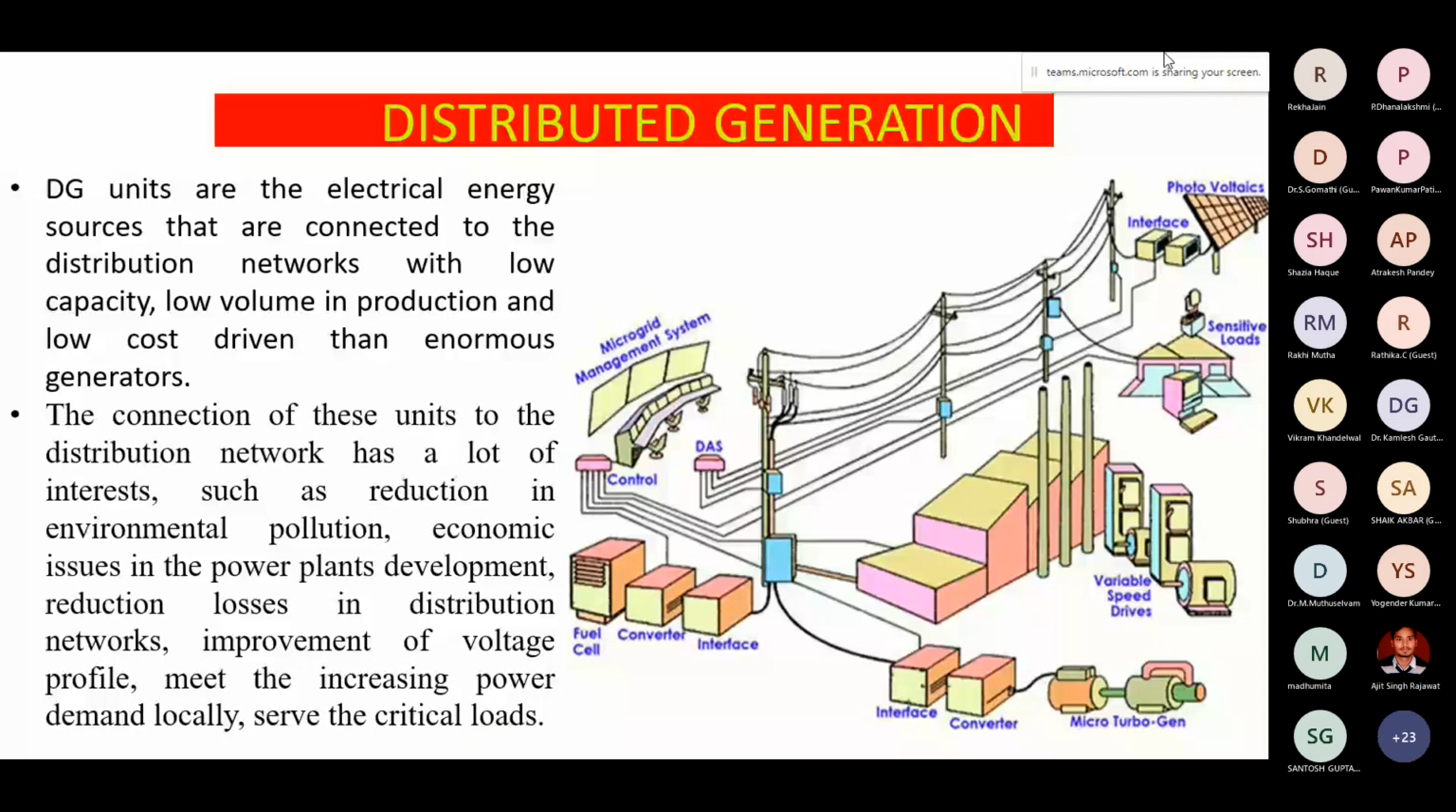Various DGs, particularly based on either solar photovoltaic source or various micro turbine DGs, or it may be based on fuel cell. So overall, there will be a microgrid management system which will be controlling all these DGs to serve the various loads, either the household loads or the industrial loads, which consist of variable speed drives. So overall management is particularly done by the distribution automation system and control management system.